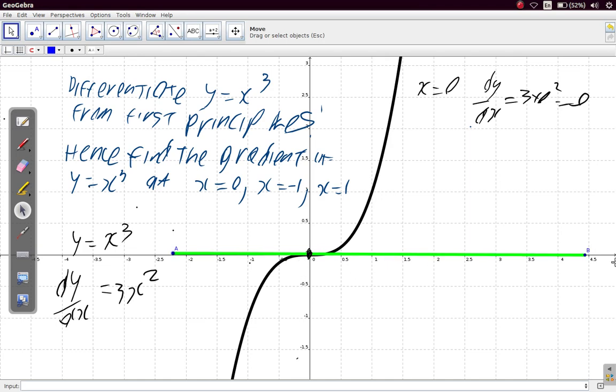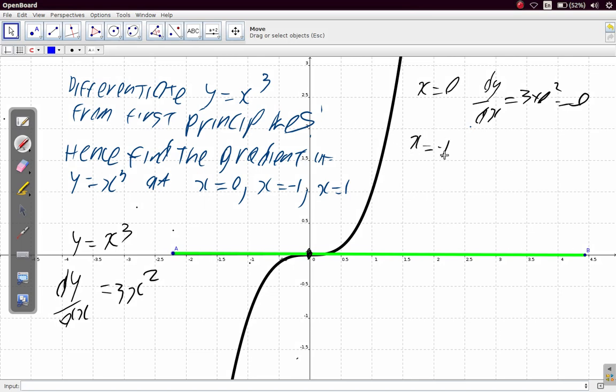If you should try to draw the tangent, although this would cut through part of the curve, any line that passes through 0 would be a horizontal line. The gradient is 0. Alright, let us look at what happens when x equals negative 1.